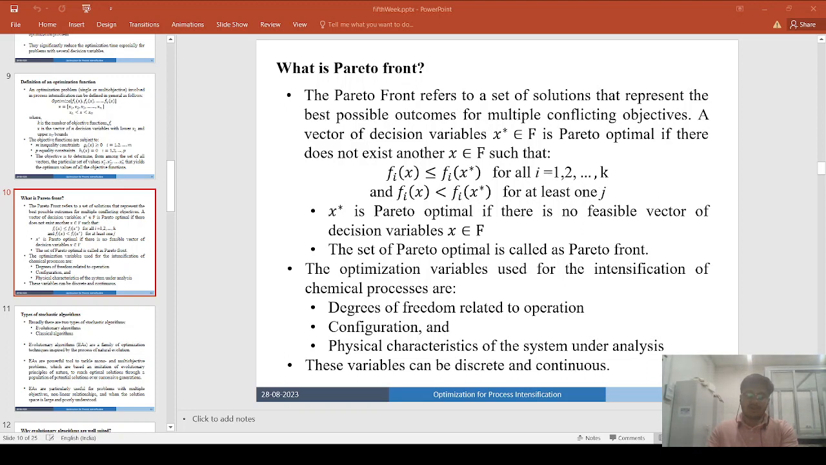The optimization variables used for the intensification of chemical processes are degrees of freedom related to the operation, configuration, and physical characteristics of the system under analysis. These variables can be discrete and continuous. Now, traditionally, the objective functions involved in the intensification of chemical engineering processes are highly nonlinear, multivariable, and potentially non-convex.